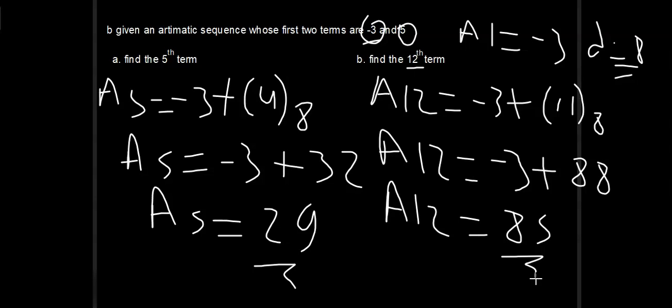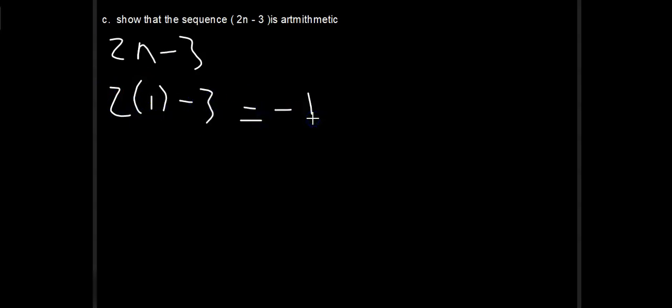So now let's do a different type of example. This one says: show that the sequence 2n minus 3 is arithmetic. This one seems a little bit different from the previous questions. What I have to do is show whether the sequence is arithmetic or not. So let me substitute 1. I get 2 times 1 minus 3, which is -1. Let me substitute 2, so 2 times 2 minus 3.